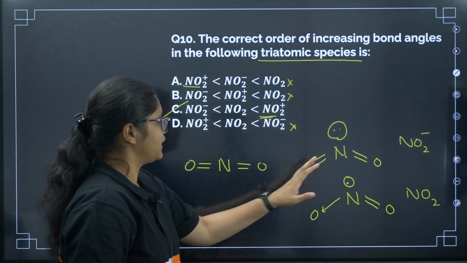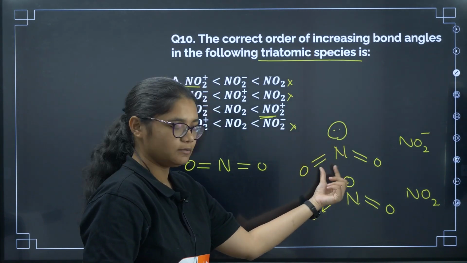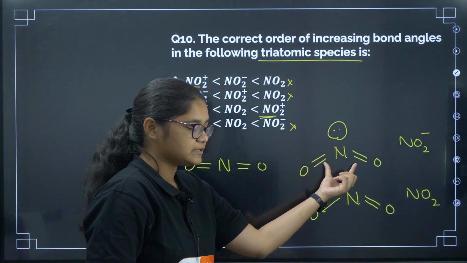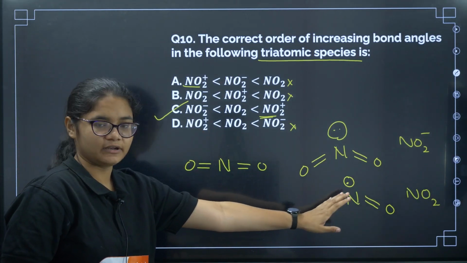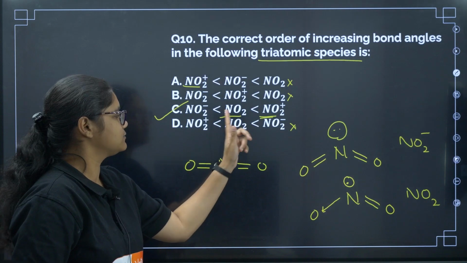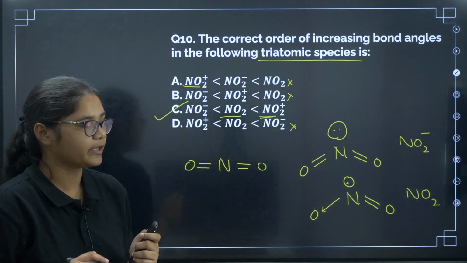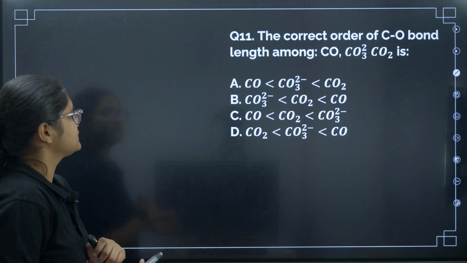Now if you see NO2 minus and NO2, since there is a lone pair here, there will be more repulsion. Due to repulsion, these bonds will come closer, the bond angle will reduce. Here since only an odd electron is there, that repulsion will be less, so the next bond angle order will be NO2. Okay, so this is also an important question. Now let us see the next question.